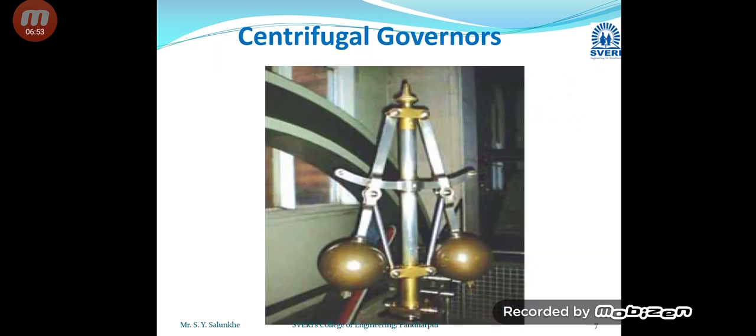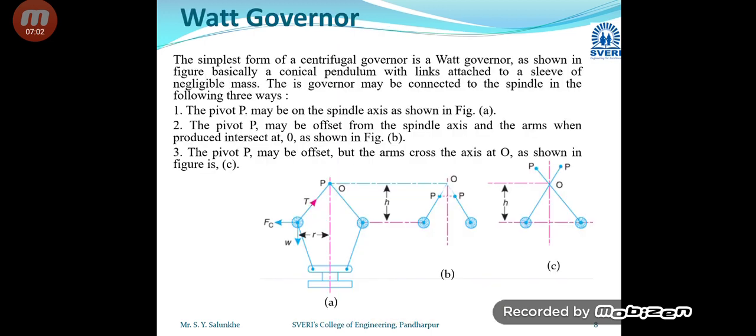Now this is the schematic diagram of the centrifugal type governor which is actually used in the engine. This is the watt governor. Here the schematic diagram has been drawn for the watt governor, and this is the simplest type of centrifugal type governor.